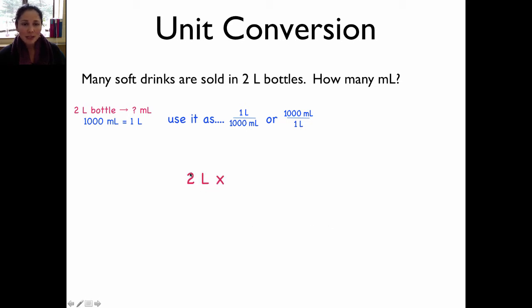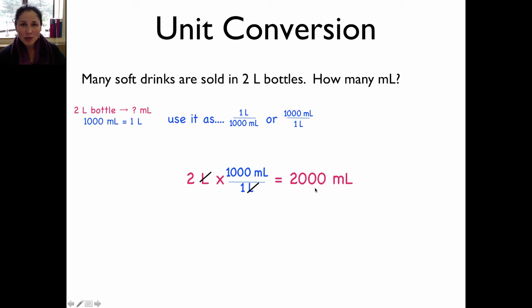If I write my 2 liters and multiply it in a way that liter will cancel, I'm going to use this equivalency so that liter is on the bottom. When I do this, my units will cancel. When a unit is on the top of the fraction and on the bottom, it will cancel, and that will leave me with this remaining unit. So I multiply 2 liters times 1,000 milliliters per liter, and I get an answer of 2,000 milliliters.